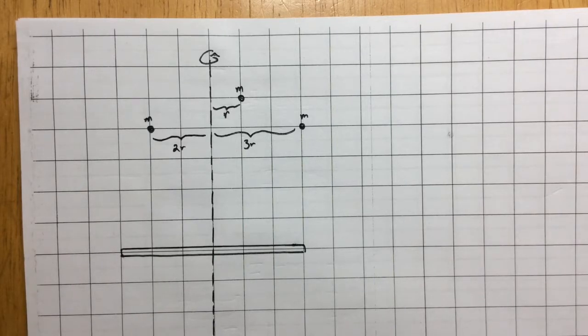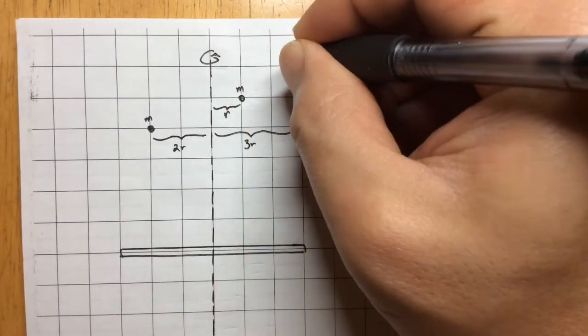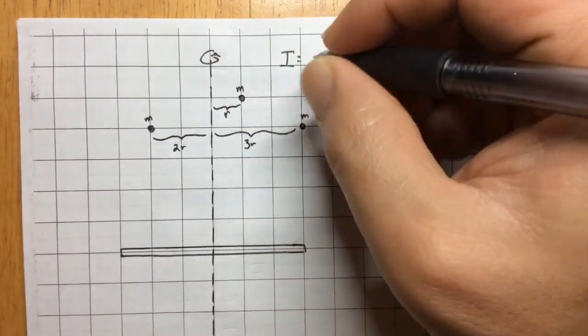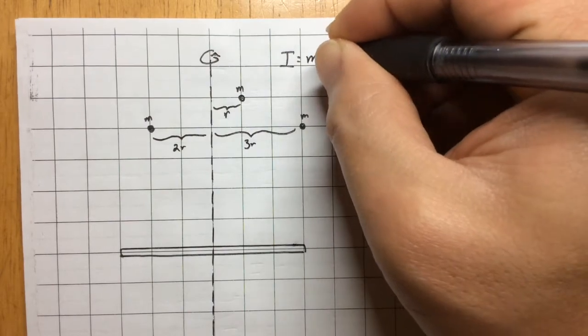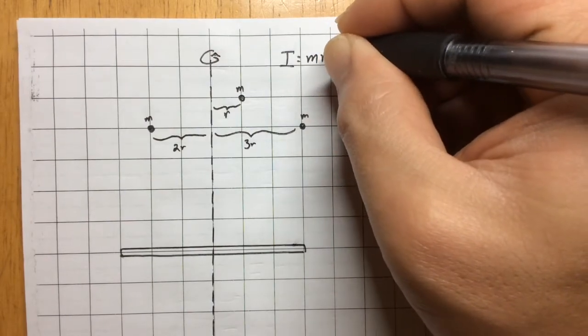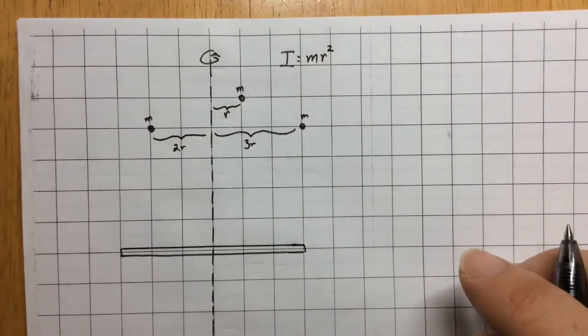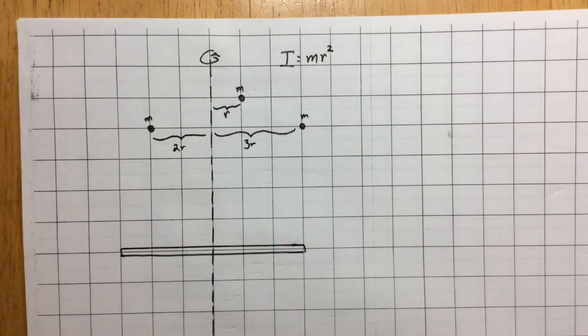F equals ma. It's also in the rotational realm as well. The more mass you have, the more resistant you are to change, and where that mass is placed determines the resistance as well. So here's what we're looking at. Inertia, in the rotational sense, is equal to the mass times its distance away from an axis of rotation squared. What we see there is that the distance is way more important than the mass because of that square.